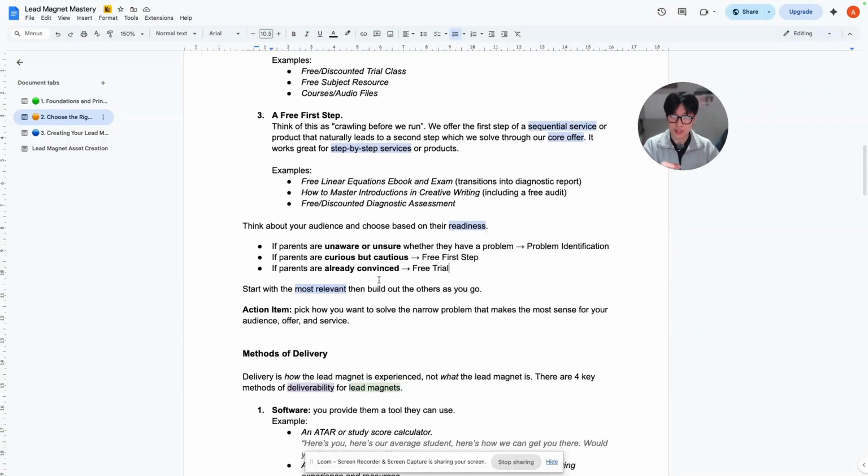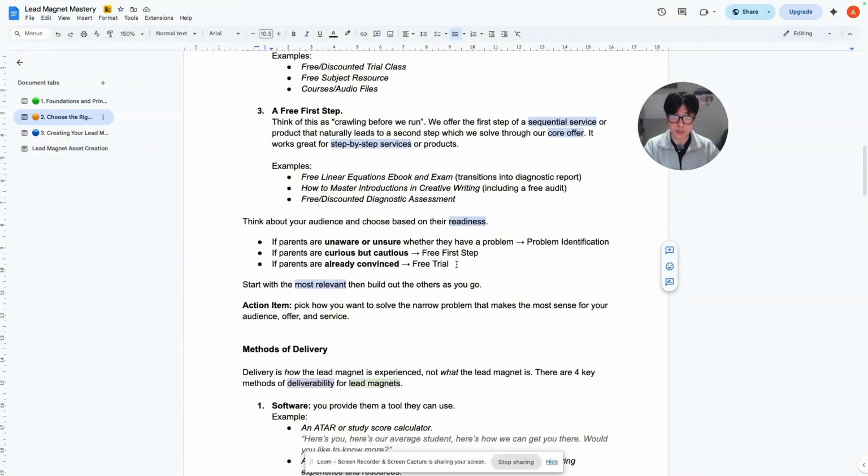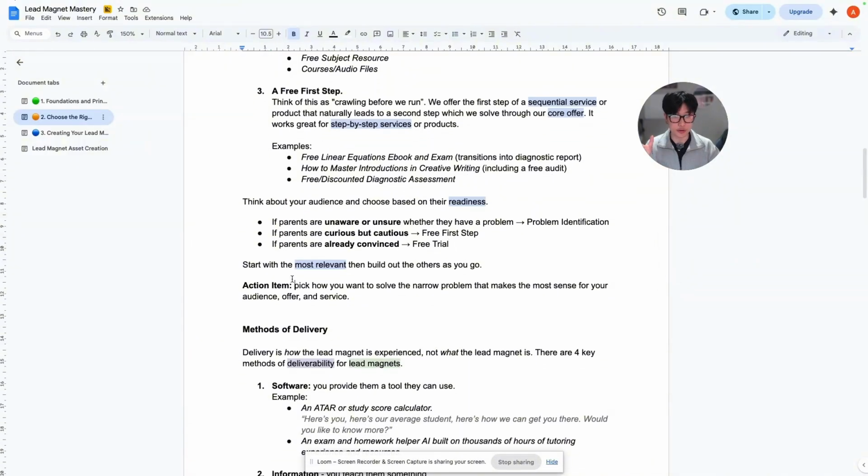It works great. So I want you to start with the most relevant, and then you can build out the others as you go. Oftentimes, multiple lead magnets work really great. So you can have one for problem identification for the cold audience, you can have one for a free first step, and you can have one for the free trial. Many companies do this.